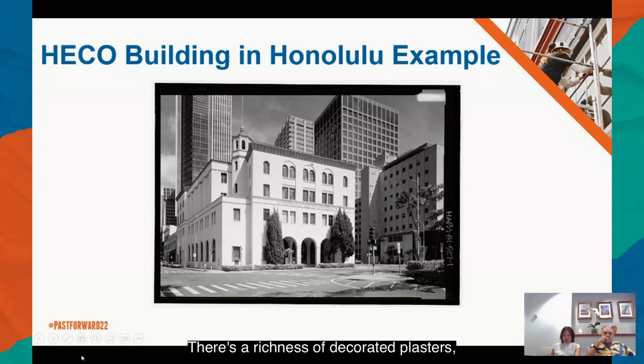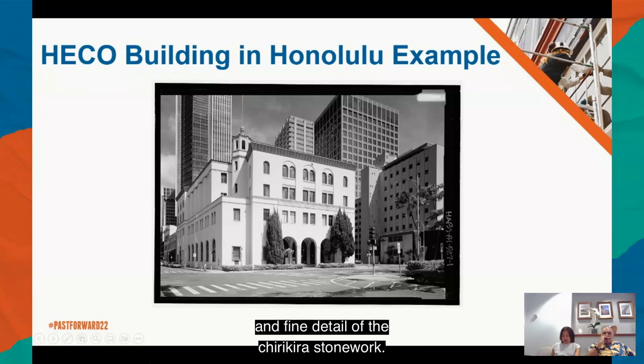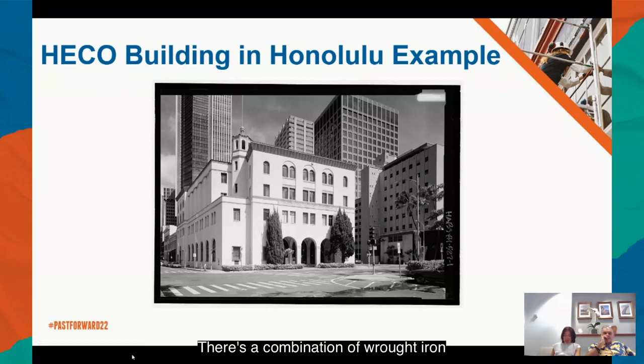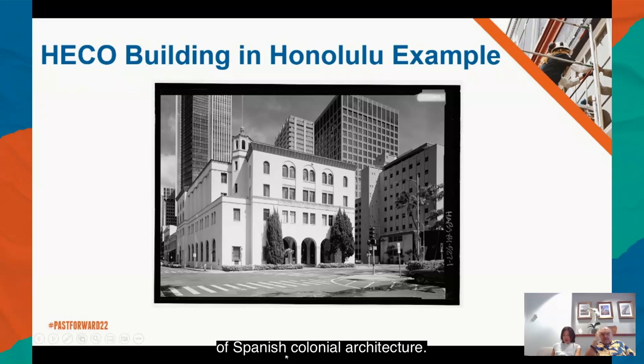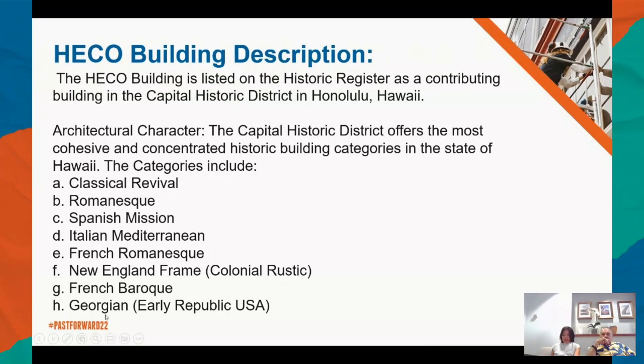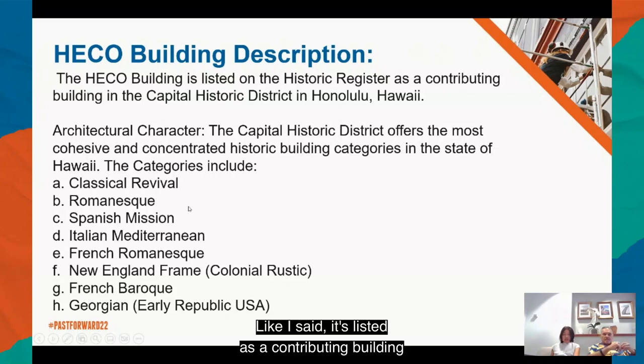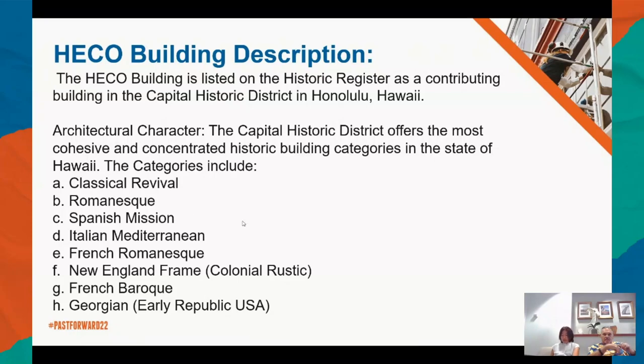There's a richness of decorated plaster, sculpture, hand-painted ceilings, and fine detail of the Chiricura stonework. There's a combination of wrought iron and brass fitting, grillwork, and gates used throughout the building, which lend a character of refinement that is not typically seen in commercial architecture. It's a rare and intelligently articulated example of Spanish colonial architecture. Like I said, it's listed as a contributing building in the Capital Historic District in Honolulu, Hawaii.